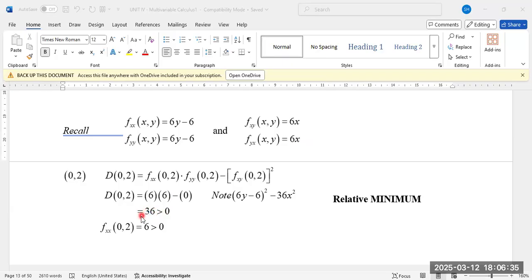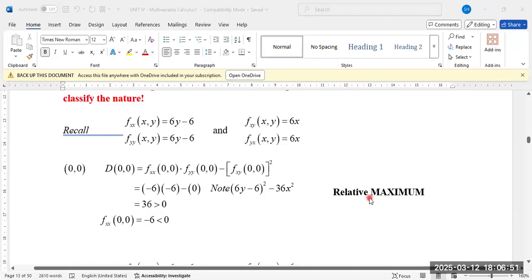Because it is positive, we now have to go ahead and check f of xx. But f of xx is also positive. Once we have a double positive, we have a relative minimum. If D is positive but f of xx is negative, we're going to have a relative maximum.